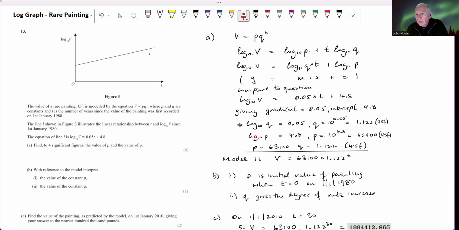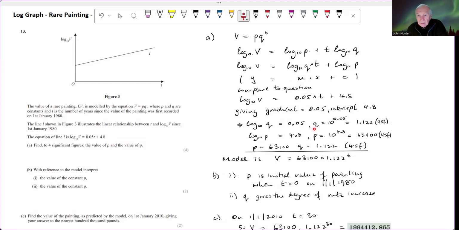Now, in other forms of this question, we might be given a graph with scales on, and we have to work out the gradient and the intercept from that. But in this case, we're just given the equation, and so now you can see if we compare this that we're given with this general form, which has come out of this, then we can see that our log base 10 of q is 0.05.